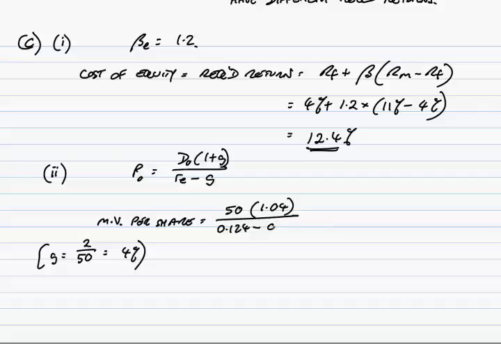minus g, 4%, 0.04. And incidentally, there's another reason for writing the formula down. If you got part 1 wrong, then of course you'll get part 2 wrong, but you'll still get full marks for part 2, as long as it's clear what you're doing. You don't lose marks twice. So 50 times 1.04 divided by 0.084, 619 cents or $6.19.